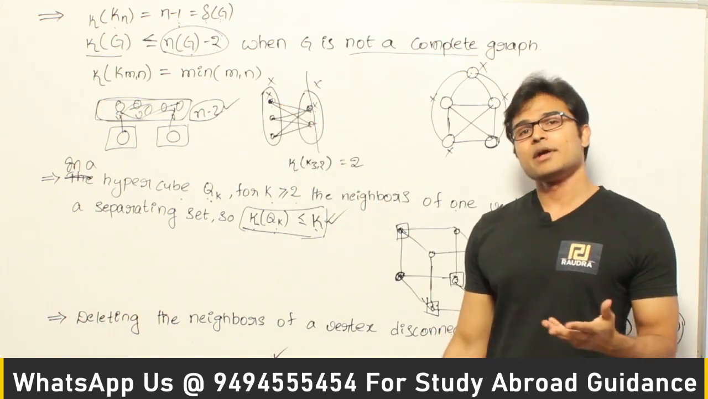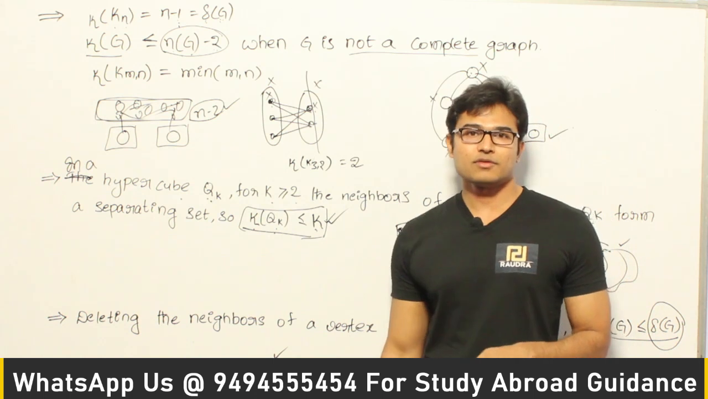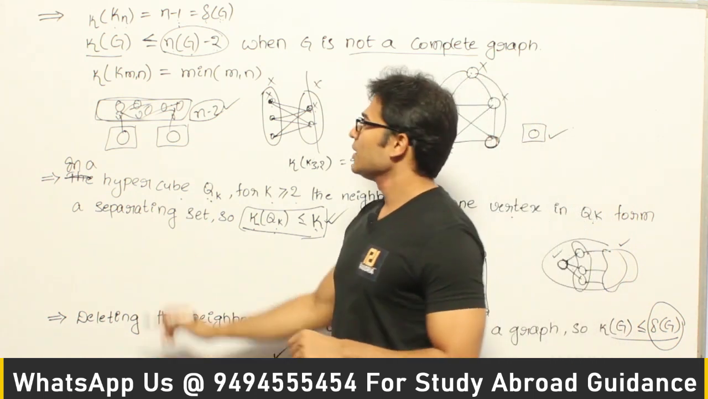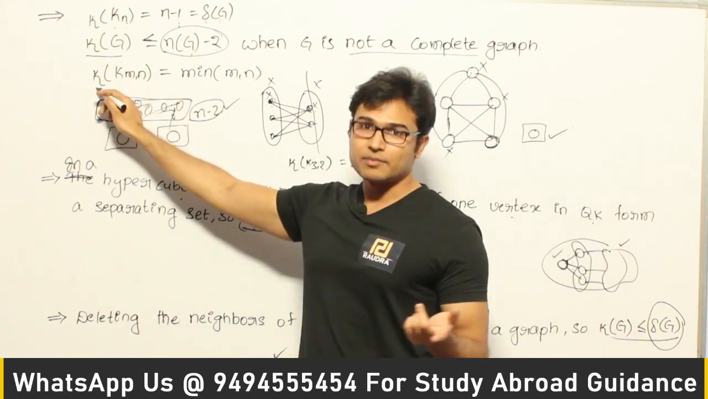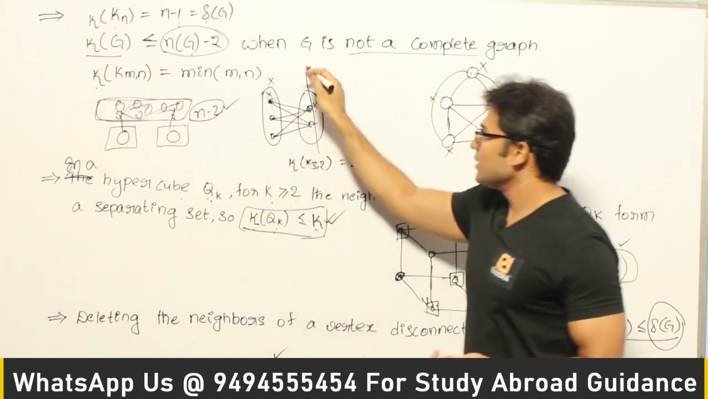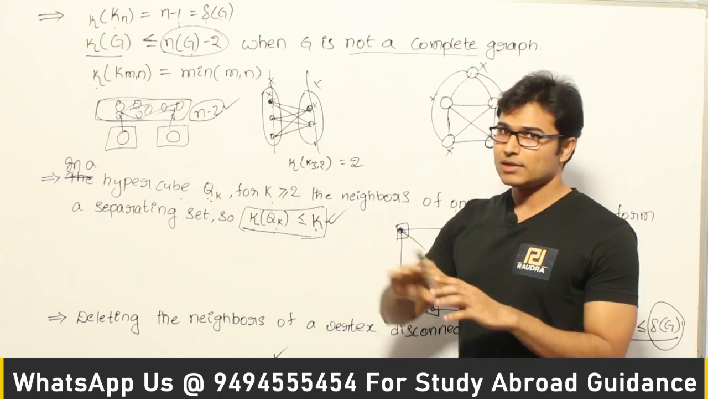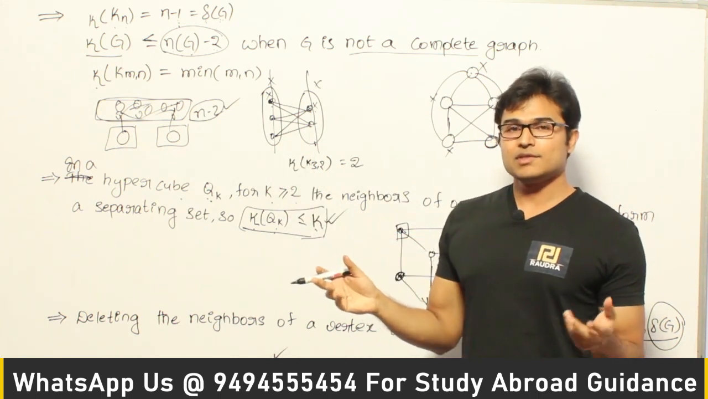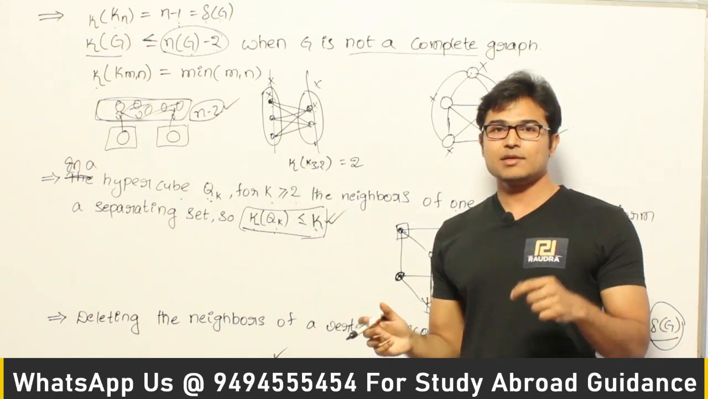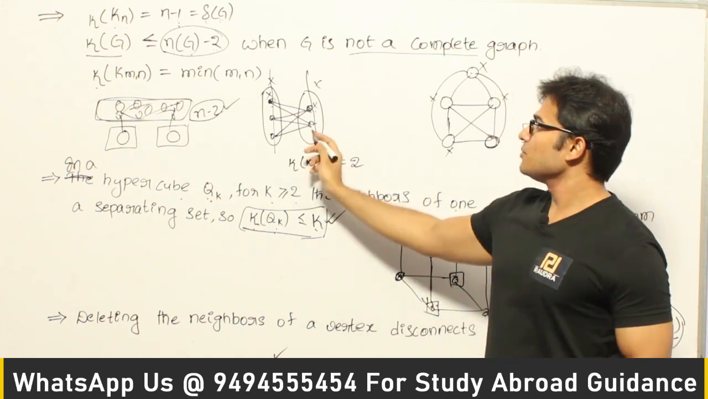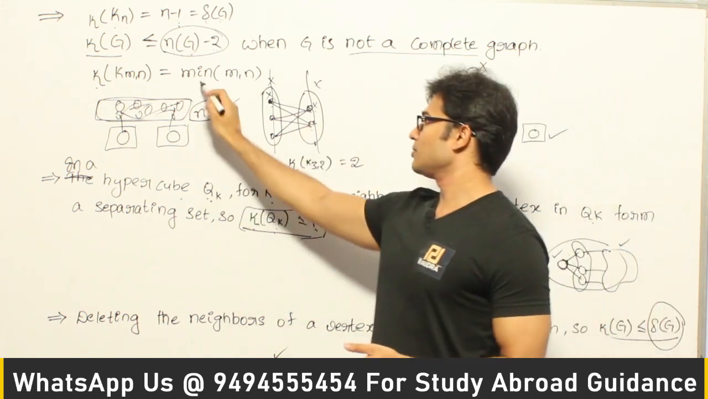Now which side is it better to disconnect? Better take the smaller one. Why? We are talking about kappa, right? So kappa is equal to the minimum. You can either delete all the vertices from this side or all the vertices from this side and disconnect it. Now since we are talking about kappa, which is nothing but the minimum, you are supposed to take the minimum of these 2 sets. That is why it is the minimum of m comma n.